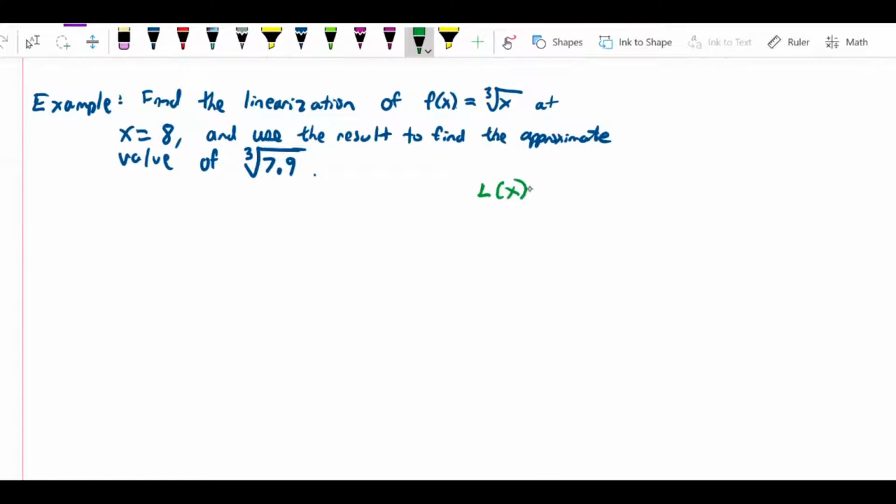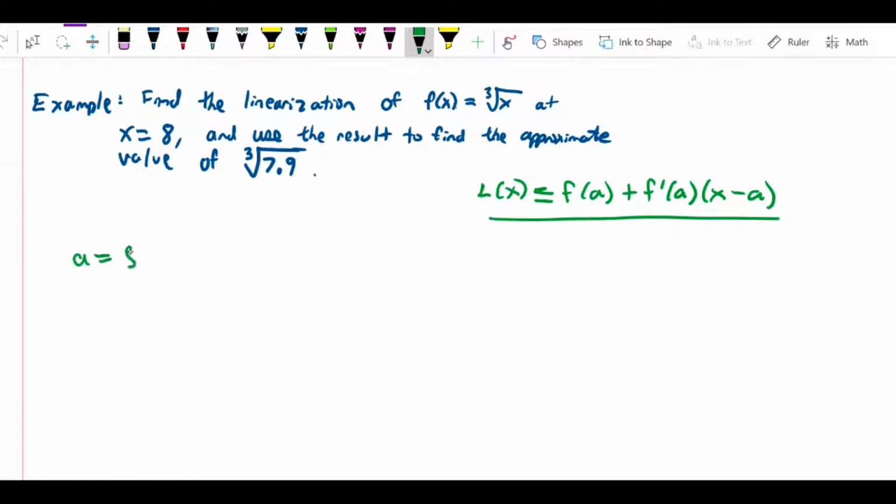Linearization of f at a, we call it L of x, is equal to f of a plus f prime of a times (x minus a). That was the formula. So let's use that. First, let's find the linearization of the cube root function at x equals 8. So in this case, it's clear that a is equal to 8 in that formula.